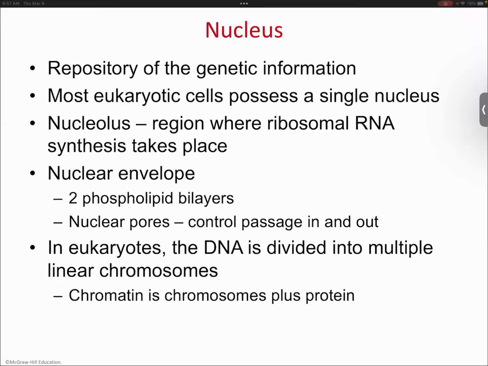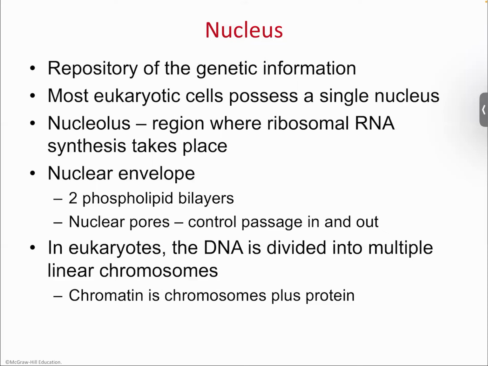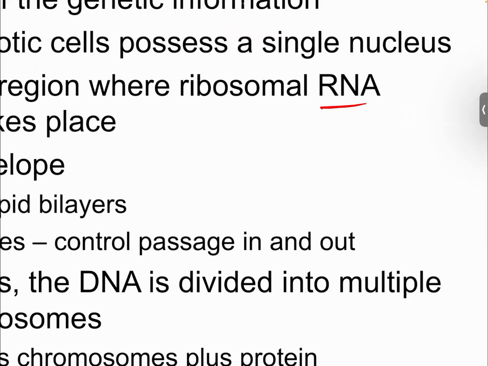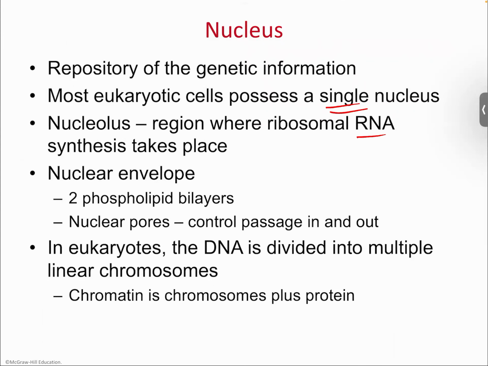Okay, first off, our informational molecules, the nucleus, right? So the nucleus is going to be the repository. It's going to be the place where we hold our DNA. Most of our cells will have a single nucleus. There will be some with multiple nuclei, but most will have single nuclei. So that's going to be just where we house our DNA. Now, inside the nucleus is going to be a non-membrane bound region called the nucleolus. This is an aggregation of ribosomal RNA, right, which is basically a structural component of the ribosome.